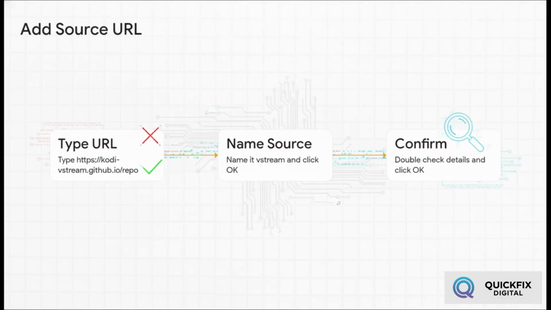Now listen closely, because this right here is where almost all manual installation errors happen. Precision is absolutely key. Type in that URL exactly like this: https://kodi-vstream.github.io/repo. Seriously, one tiny typo breaks the entire process. Next, drop down to the box below it. Name the source vStream, all lowercase is totally fine, and click OK. Do a quick visual double check to make sure the URL and name are absolutely perfect, and then hit OK one last time to save it. Boom! Phase 1 is officially done.